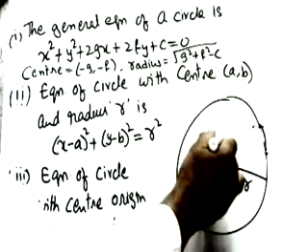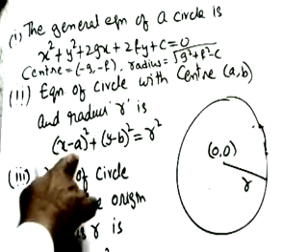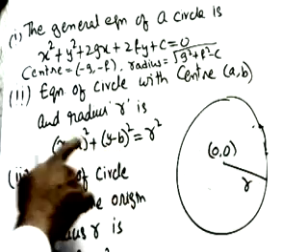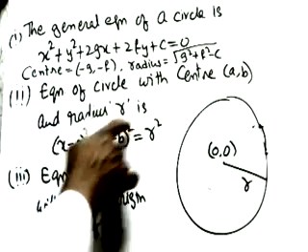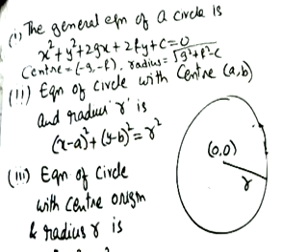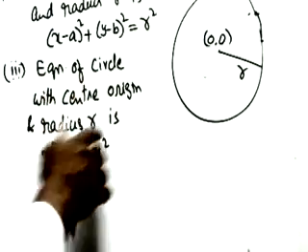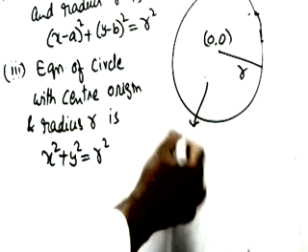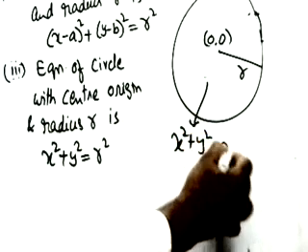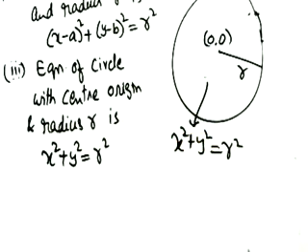Now lastly, suppose the center is the origin. So a and b will become 0, and the equation will become x square plus y square equals to r square. So this is the third formula: the equation of a circle with center at origin and radius r is x square plus y square equals to r square.